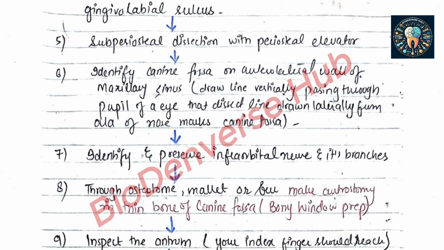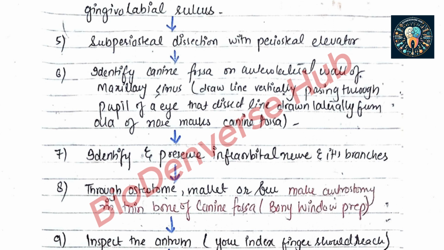After that, the subperiosteal dissection is performed with a periosteal elevator. Then identify the canine fossa on the anterolateral aspect of the maxillary sinus: draw a vertical line passing through the pupil of the eye and intersect it with a line drawn laterally from the ala of the nose, and this will mark the location of the canine fossa. With this approach, you can locate the canine fossa.